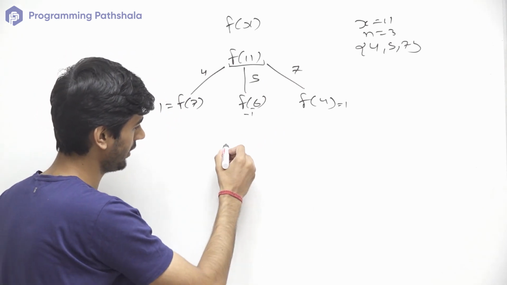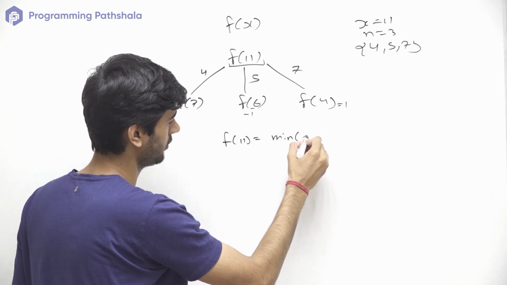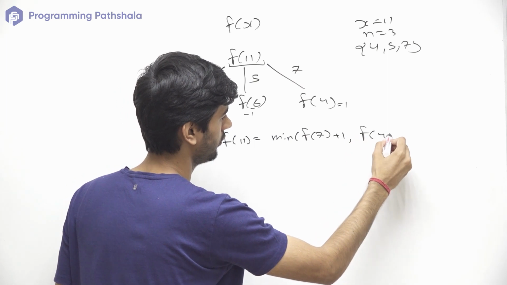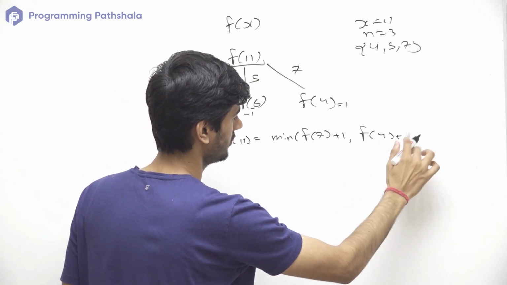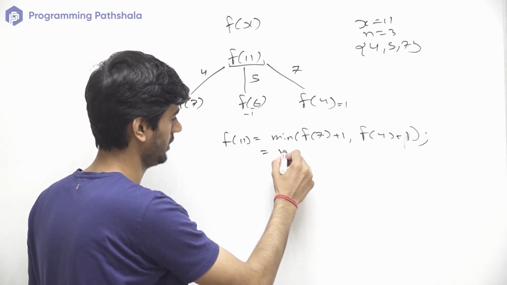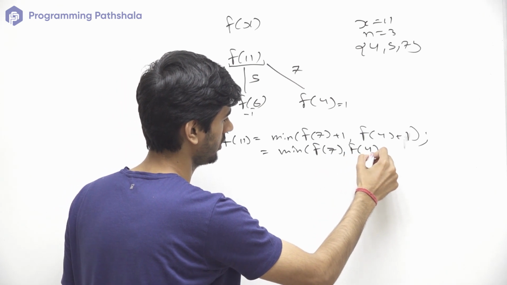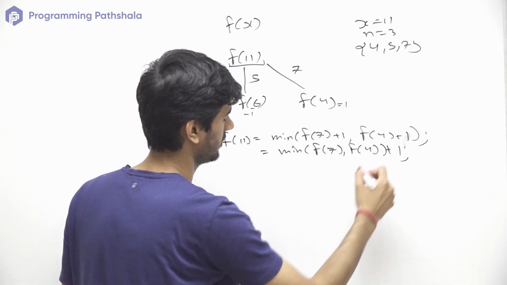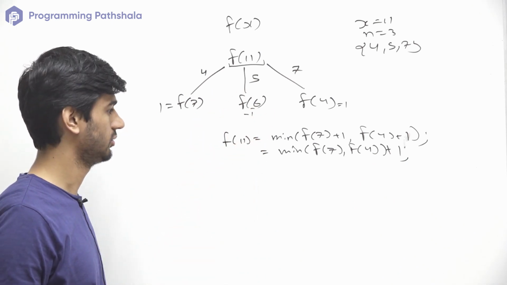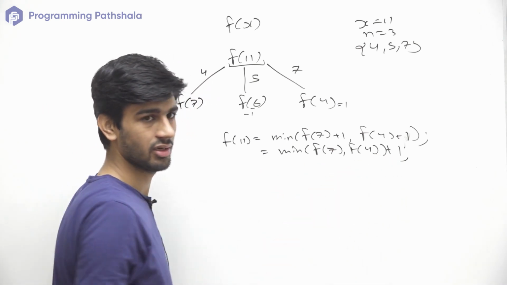So can we say that f of 11 will be equal to the minimum of f of 7 plus 1, comma, f of 4 plus 1, right? Or we can say the minimum of f of 7, comma, f of 4, plus 1, right? We are excluding the case where it is impossible to get a sum, right? So except that, for all the possibilities we are taking the minimum and we are just adding 1 to it.